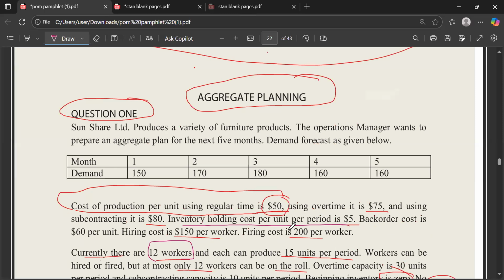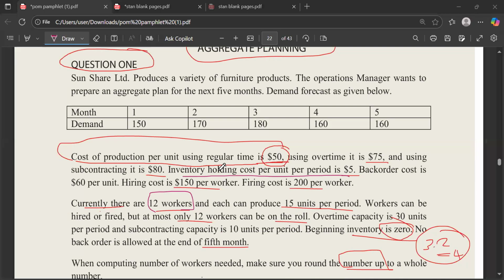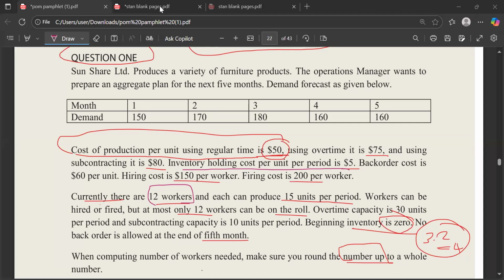Should we subcontract? I told you to say, hello? Yes, I'm here.